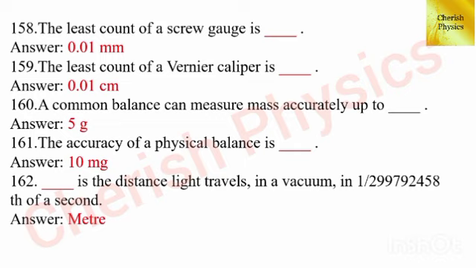0.01 centimeter. A common balance can measure mass accurately up to 5 gram. The accuracy of a physical balance is 10 milligram. The meter is the distance light travels in a vacuum in 1 divided by 29 crore 97 lakh 92,458 of a second.